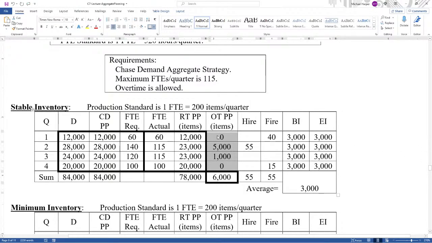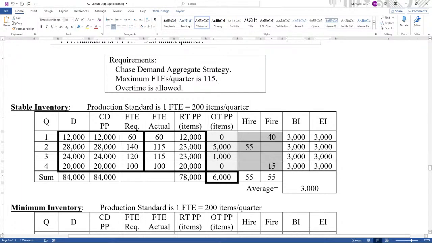So 12 minus 12 is 0, 28 minus 23 is 5, 24 minus 23 is 1, 20 minus 20 is 0. Now, when I do that, my regular time plus overtime equals my production, my production plan. That equals that. Now my inventory will be stable, level, constant in this case.